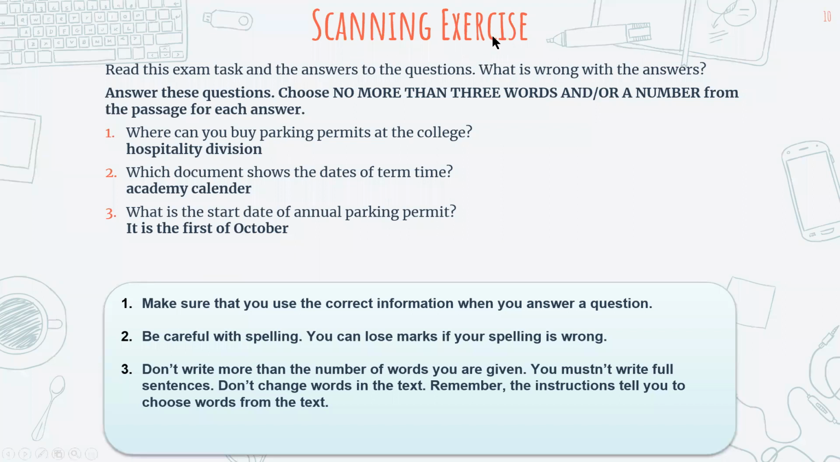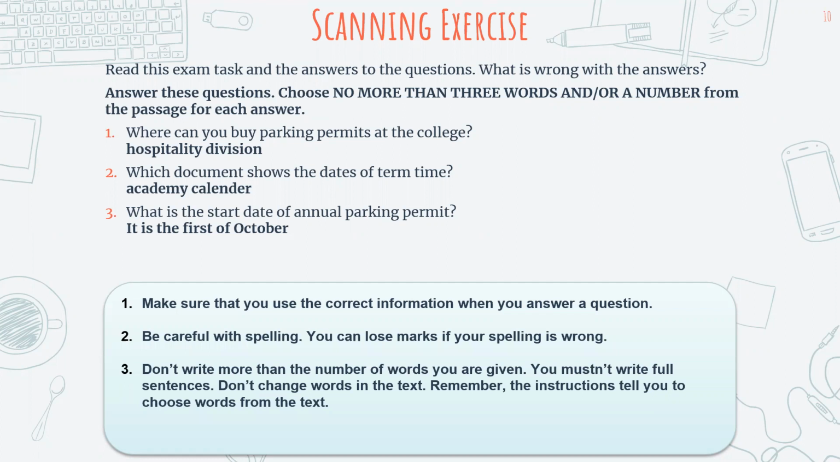Scanning exercise. Read this exam task and the answers to the questions. What's wrong with the answers? Answer these questions. Choose no more than 3 words and or a number from the passage for each answer. So this is actually a mistake. Those 3 questions have the wrong answers.